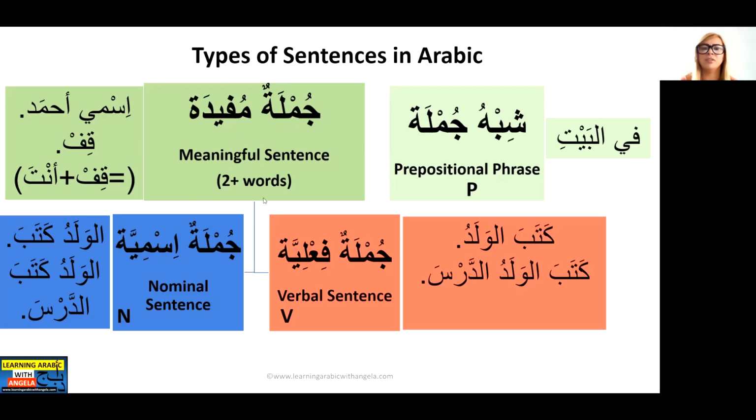And as we mentioned, a meaningful sentence can either be verbal or nominal. So it could start with a verb, كتب الولد, كتب الولد الدرس. It could be 2 words, 3 words. It could be a nominal sentence starting with a noun أو اسم. الولد كتب, الولد كتب الدرس.